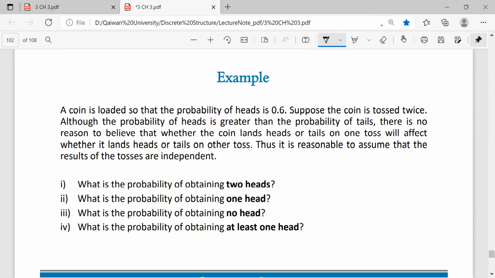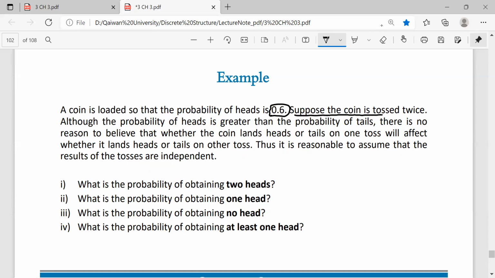A coin is loaded so that the probability of heads is 0.6. That means the probability of getting a head is 0.6. We have a coin, we toss it. The probability of getting a head is 0.6. So what's the probability of getting tail? It's 0.4, because the sum of these two must be 1. 0.6 plus 0.4, the sum of them is 1.